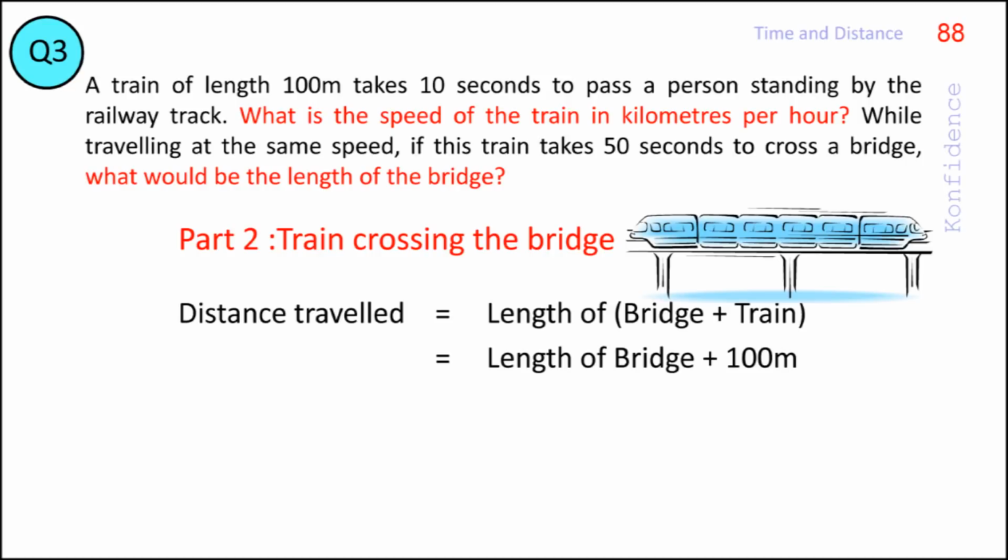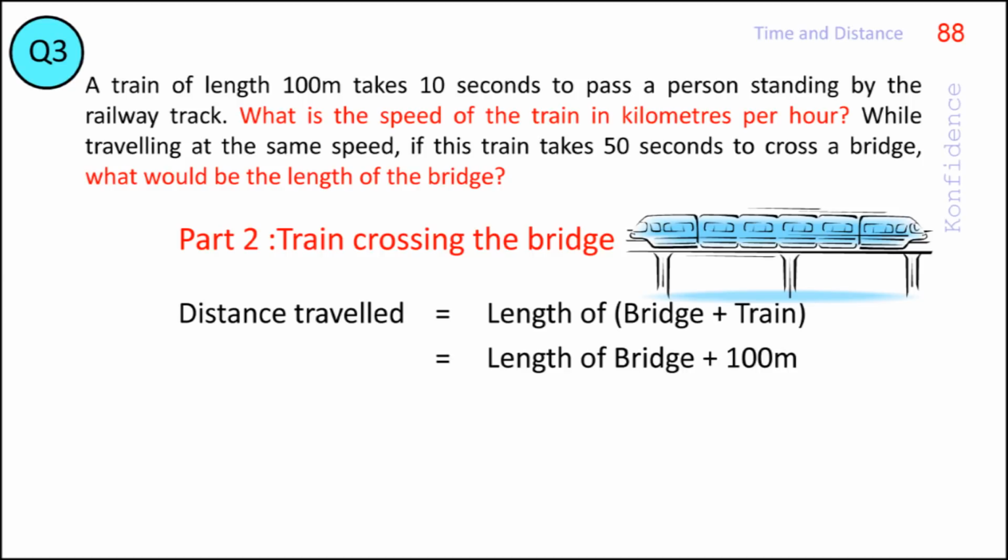After some time, the engine of the train reaches the other end of the bridge. By now, the train would have traveled the length of the bridge. Did the train cross the bridge? No. The train is still on the bridge. Only the engine has reached the other end.